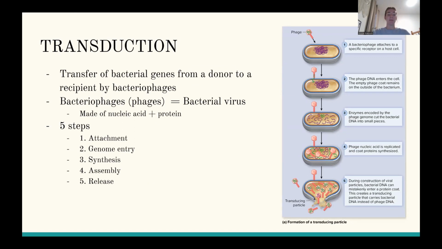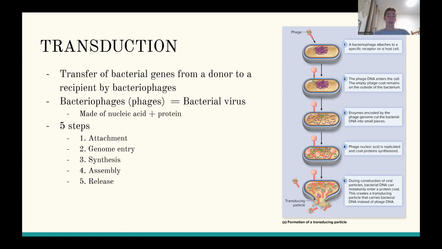The first is attachment. This is where the phage will attach to a specific receptor on the host cell. Next is genome entry. This is where the phage will release an enzyme called lysozyme to break down the host cell wall, and it will inject its nucleic acid inside. Nuclease is encoded by the phage genome, and it helps to break the bacterial DNA into smaller pieces.